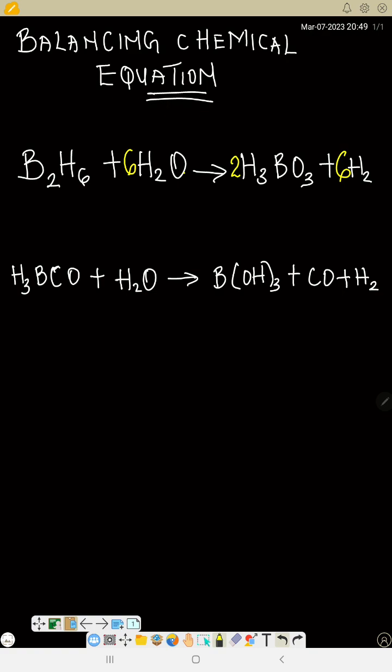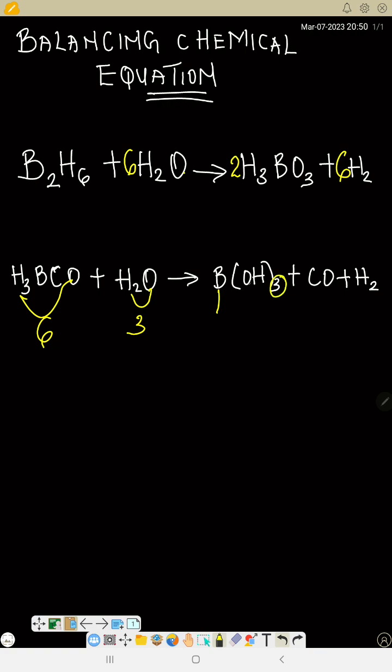So now I said start with the side with the highest atom. Now look at everything. How many hydrogen do you have here? 3. How many boron here? 1. How many carbon? 1. How many oxygen? 1. So I have 3 plus 1, 4 plus 1, 5 plus 1, 6. So I have a total number of 6 atoms here. I have a total number of 3 atoms here. 2 hydrogen, 1 oxygen. So I have 1 boron.